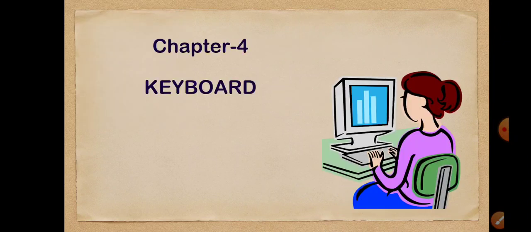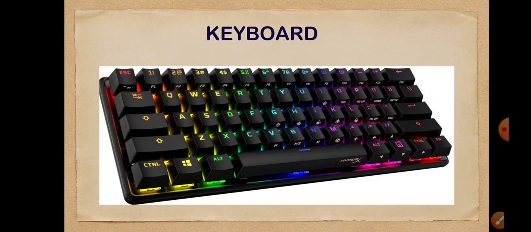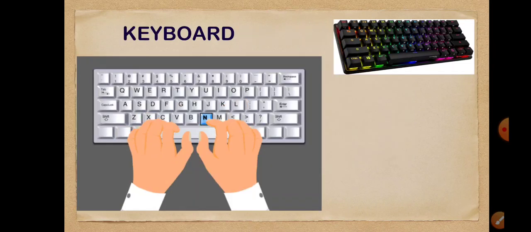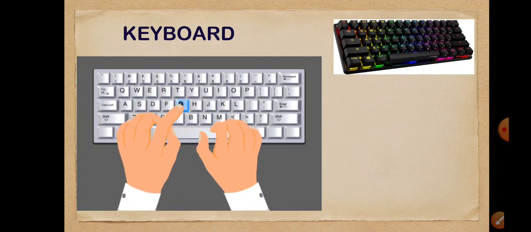Today we will take chapter number 4 of your book and the name of the chapter is keyboard. In this chapter you will learn more about keyboard. You already know that keyboard is a device which is used to enter words, numbers and typing purpose. But in this class you will learn more about keyboard. Children, you know that all the buttons that you see on the keyboard are called keys, right? And we press these keys with our fingers to print that particular alphabet or number.